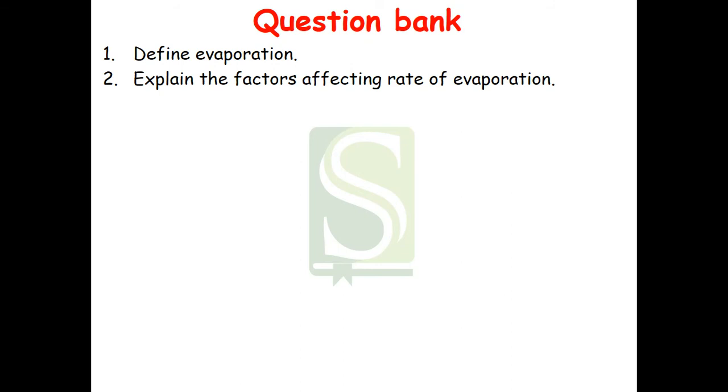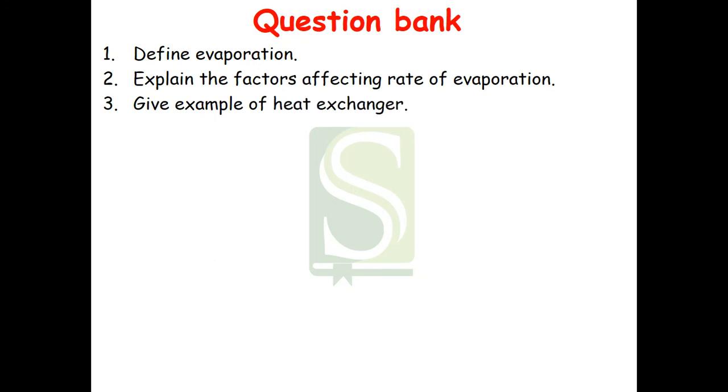One factor is surface area. As the surface area increases, the rate of evaporation increases. Second is temperature. As the temperature increases, the rate of evaporation increases. Next is humidity in the atmosphere. As the humidity in the atmosphere increases, the rate of evaporation decreases. Then the next factor is time. The longer you allow the process to occur, the more will be your rate of evaporation. Another factor is the formation of film and deposit, or scaling. If deposits are formed inside your evaporator, then your rate of heat transfer will decrease. So these are the different factors which affect the rate of evaporation.